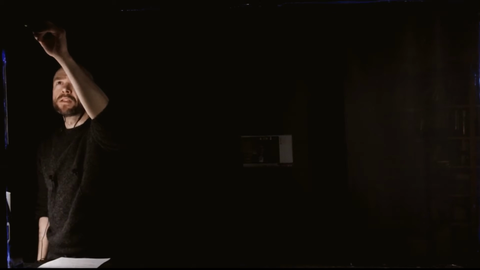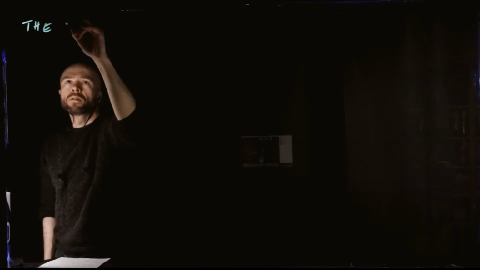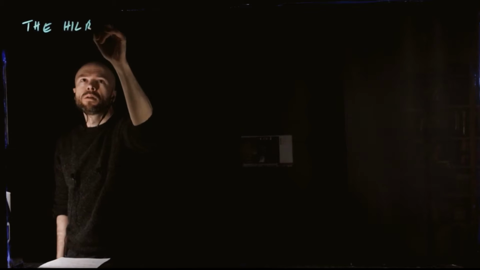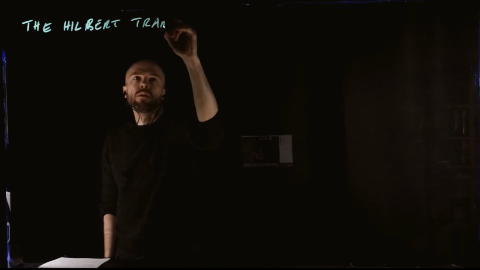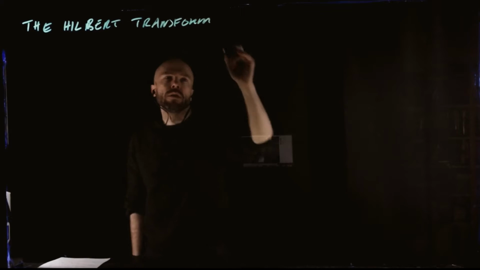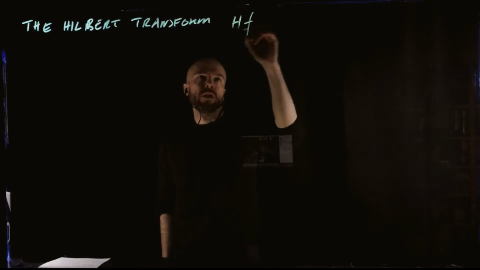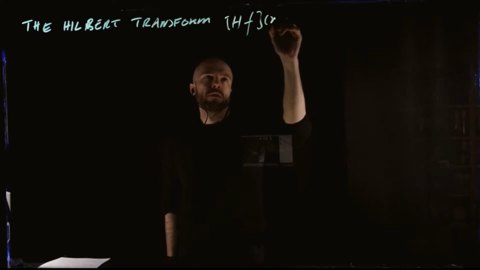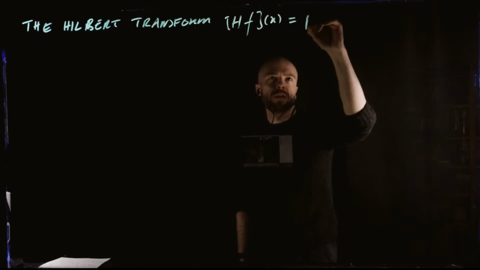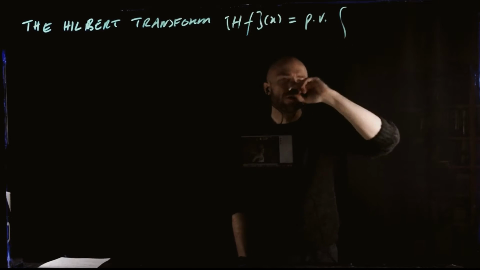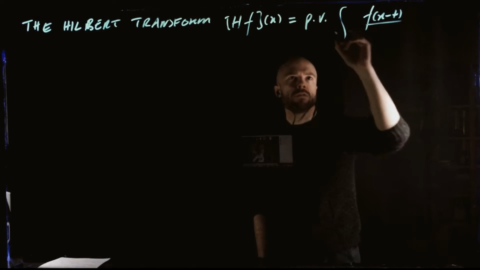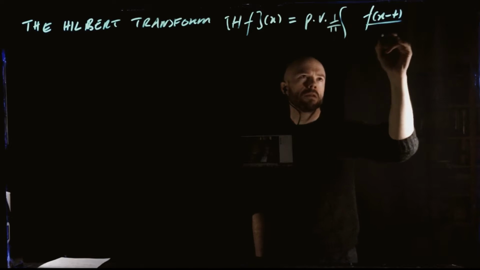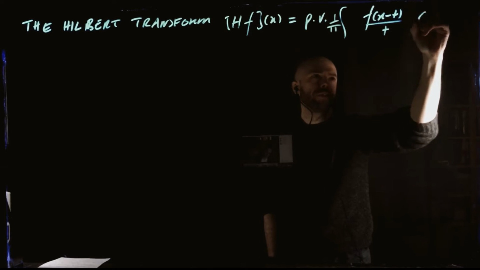We learned about the Hilbert transform, which was defined like this: H of f of x equals, in the principal value sense, the integral of f of x minus t over t. I'm always forgetting this constant. Over t like this, over the entire real line.